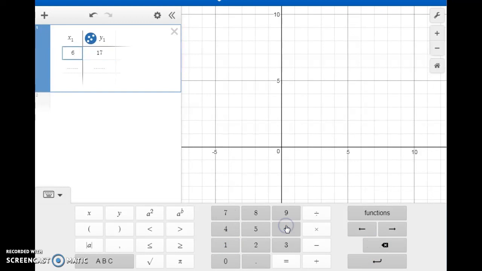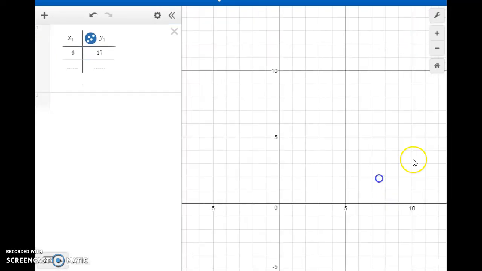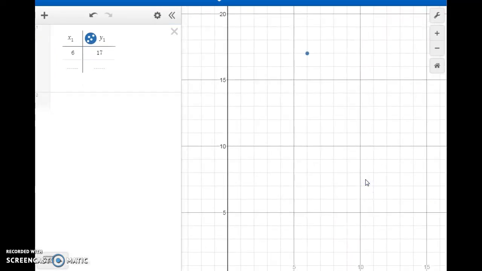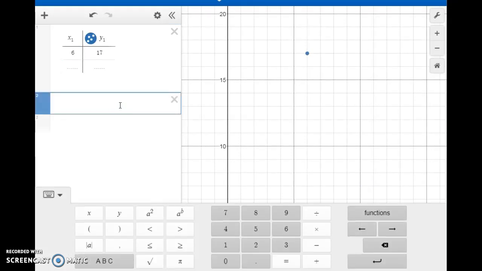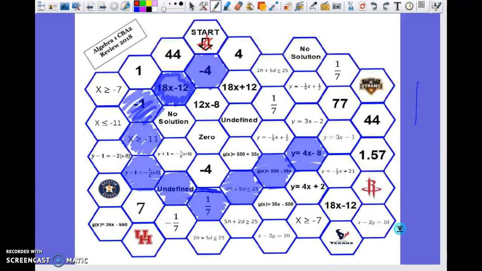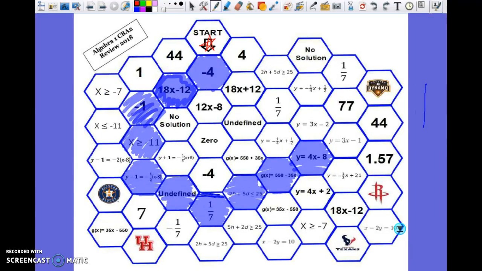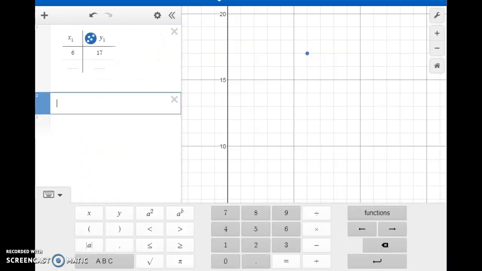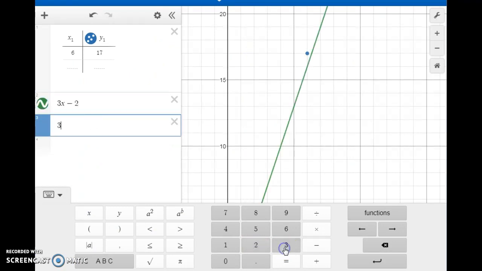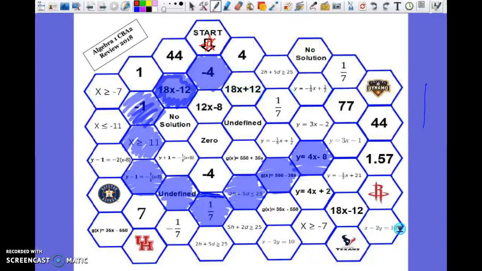So I put in the point 6, 17. So I'm going to have to zoom out a little bit. There it goes. And then look at your answer choices. Your answer choices were 3x minus 2, 3x minus 1. So let's plug them both in. So which one touched that point? It was this one, 3x minus 1.